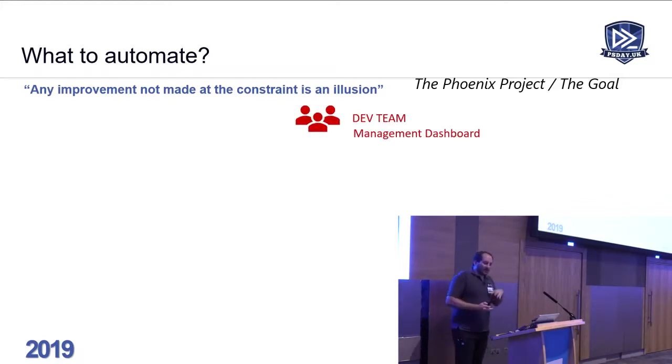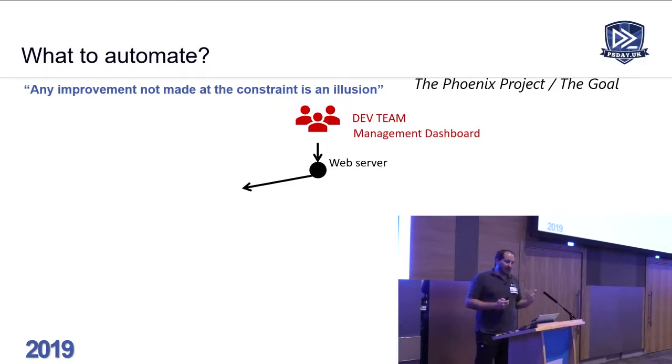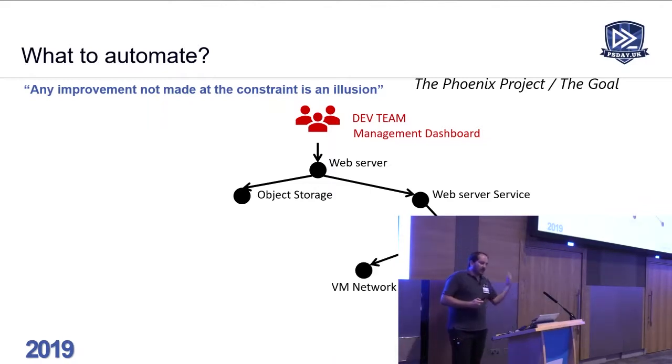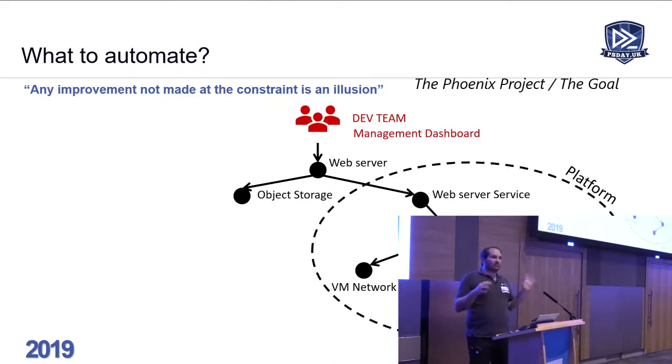So we go back to the example where the dev team needs a web server, some object storage, a web server service, and an operating system. The web server service would be IIS. The web server is the global entity, which uses object storage, maybe to store the VM, the hard drives, or the data. Then you have the operating system under the web server service, and the VM network, a virtual machine, and VM disk storage. That's the platform, whether you run it in the cloud or on your vSphere environment. Anyway, that's fine.